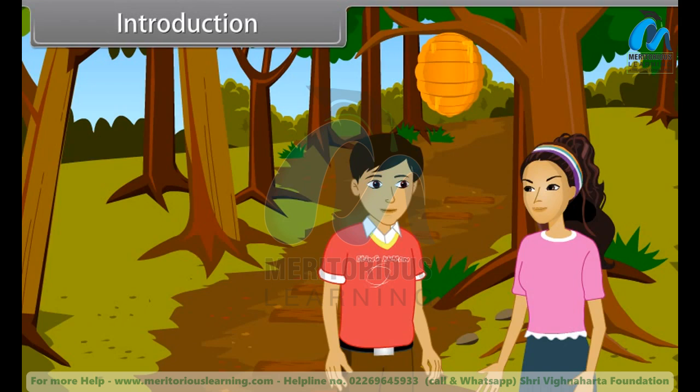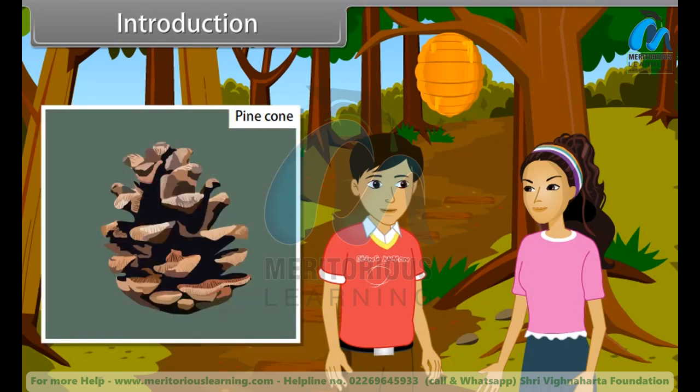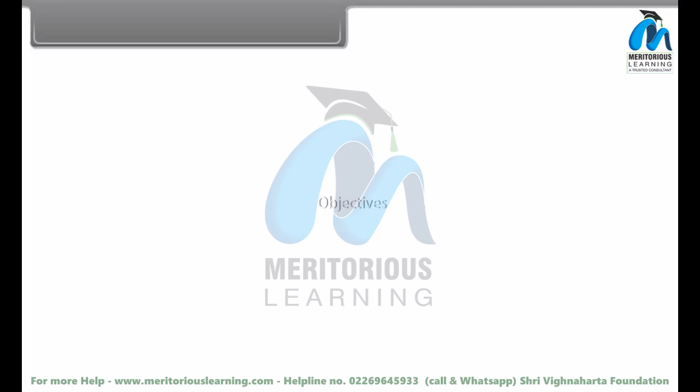Things like pine cone. Wow, I never noticed this pattern before. Our maths teacher taught us about one of these patterns in which succeeding terms are obtained by adding a fixed number to the preceding terms. That sounds interesting. I also want to know about such type of patterns. Okay, I'll tell you more about it.